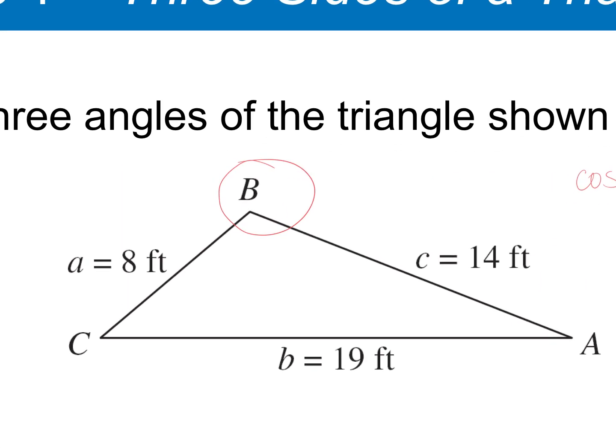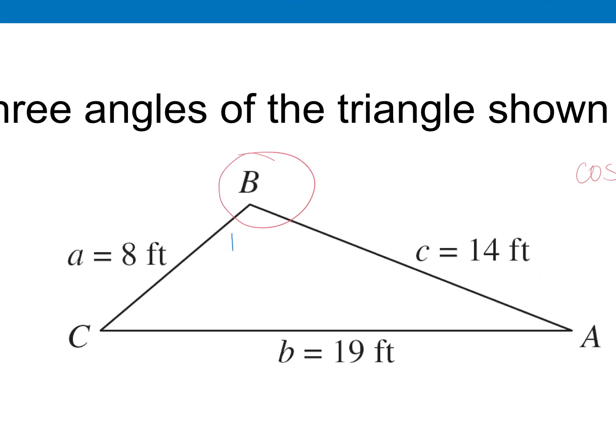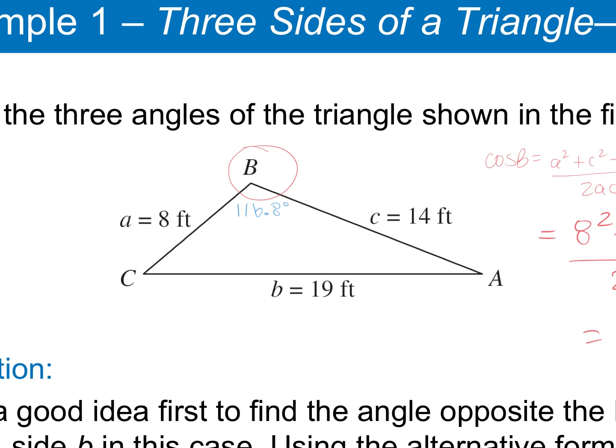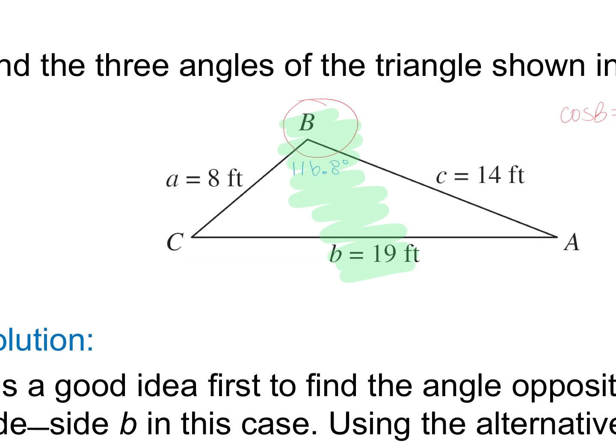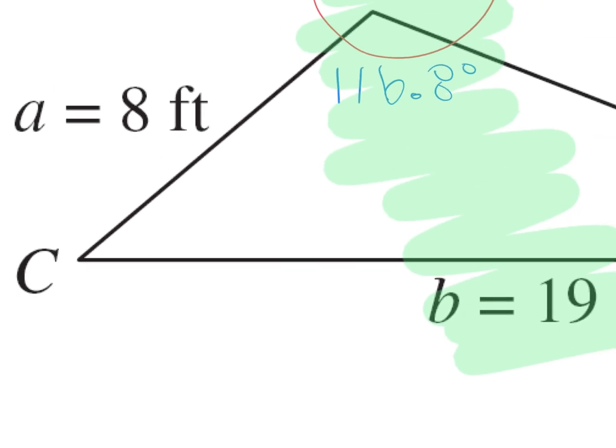All right, so we just figured out that angle B is 116.8 degrees. Could you use the law of cosines again to find the other angle measure? Absolutely. Is that the easiest thing to do? No. You now have a side length and its corresponding angle, correct? So you can now use the law of sines. Your first step, you can use law of cosines, and then your second step, you can use law of sines. So you have sine of 116.8 divided by 19.